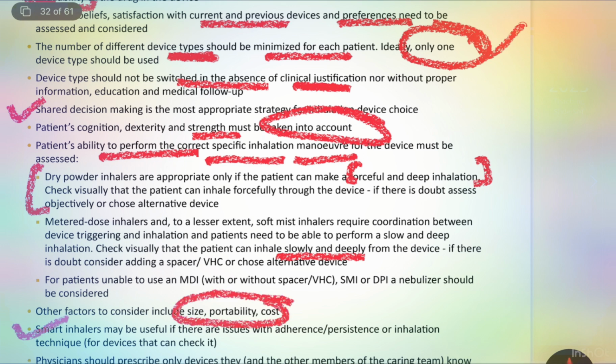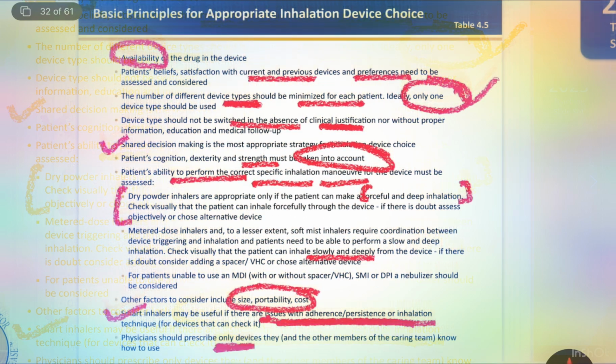Then a smart inhaler can be used if there is an issue with adherence and persistence or inhalation technique. Smart inhalers are used to calculate how many times the patient has used the inhaler. Then they are telling that physicians should prescribe only a device they know how to use. If the patient knows a device, the clinician should advise only that device to the patient.